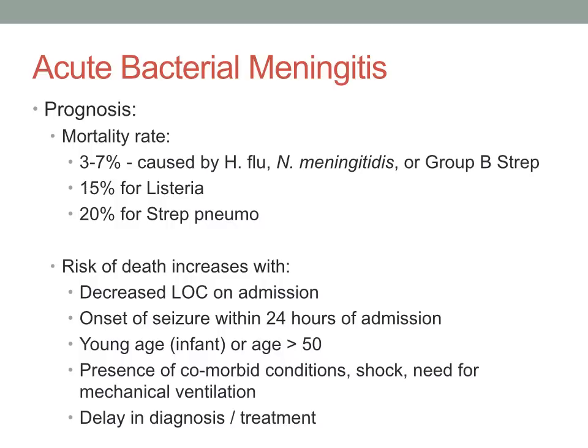Risk of death increases with any of the following things, like particularly decreased level of consciousness on admission. That's a marker for higher mortality rate. An onset of seizure within 24 hours of admission, once again, increases your risk of death. Young age or older age, comorbid factors, people with underlying diabetes or immunocompromised syndromes, renal failure, all those things are going to complicate the illness itself and make it harder to heal, and thus increase your risk of death. Shock from sepsis, and any type of need for mechanical ventilation. Anybody who gets intubated, your risk of death immediately increases because it's always the thought of are we ever going to be able to get you off the vent once we get you on it.